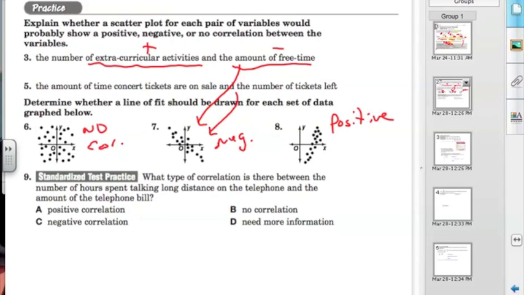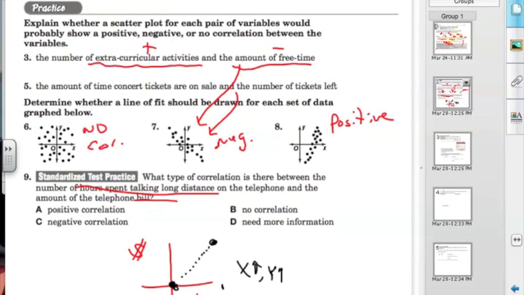All right, number 9. What type of correlation is there between the number of hours spent talking long distance on the phone and how much you have to pay? So in other words, here's your graph. Here's hours. Here's money. You understand that here is 0. So if you talk 0 hours, you pay $0. If you talk a lot of hours, you're over here. How much money do you have to pay? You're going to be up here somewhere. It's going to be one of these graphs. So as x increases, y increases. We know that to be a positive correlation.